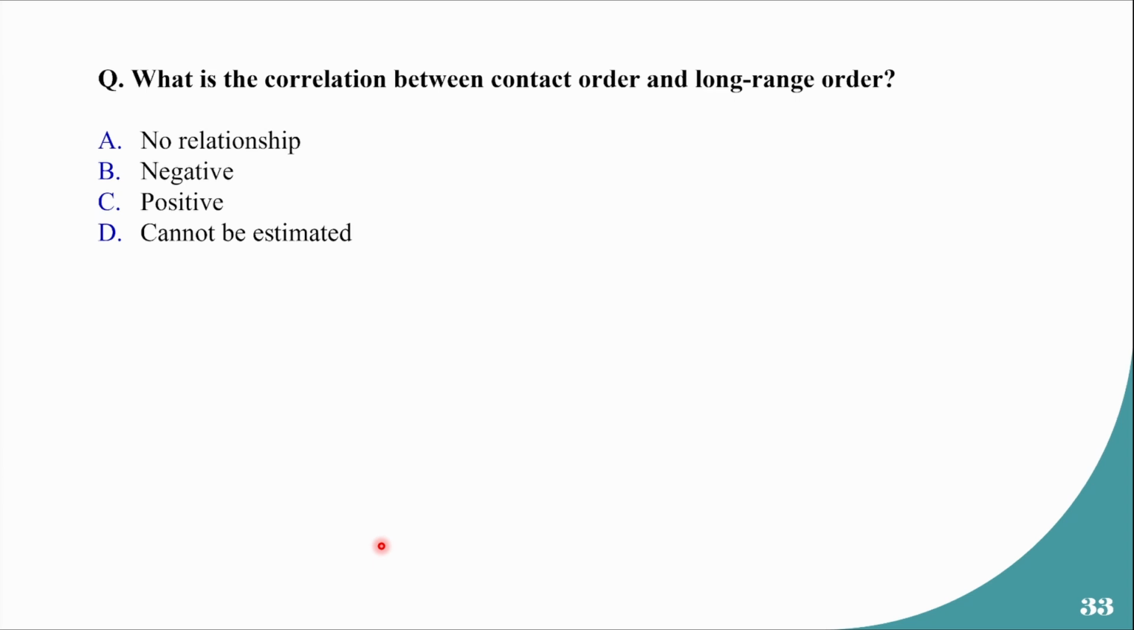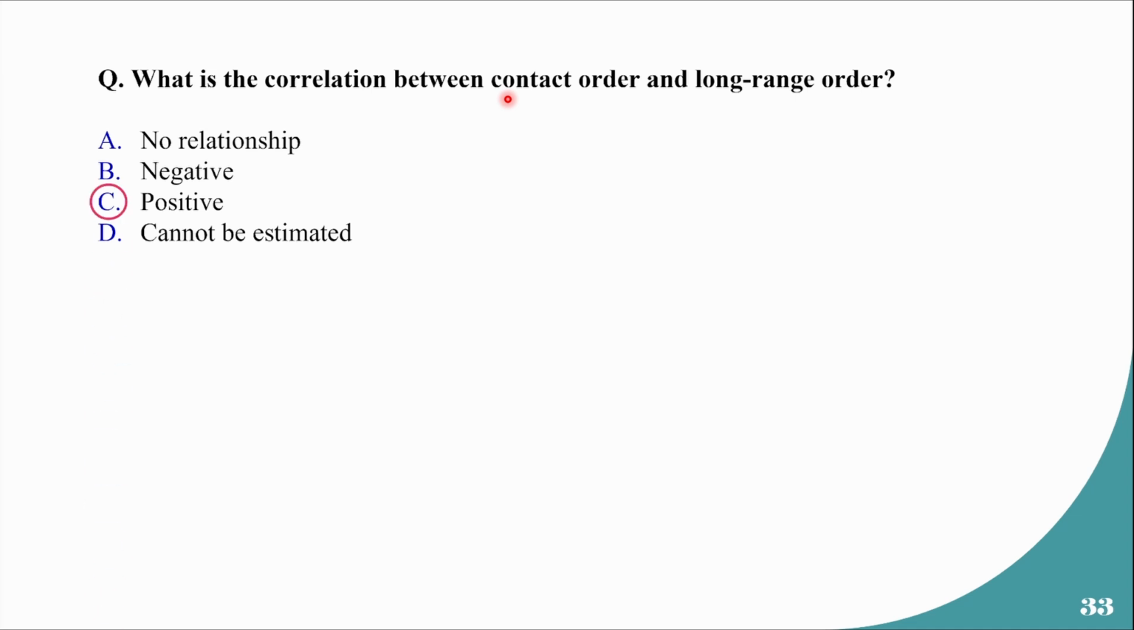Now, again, a similar kind of question is given here. We saw that contact order was negatively correlated with protein folding rate. We saw long range order was negatively correlated with protein folding rate. So then what is the correlation between contact order and long range order itself? Of course, they will be positively correlated, right?